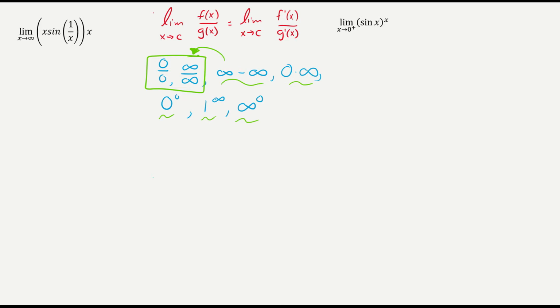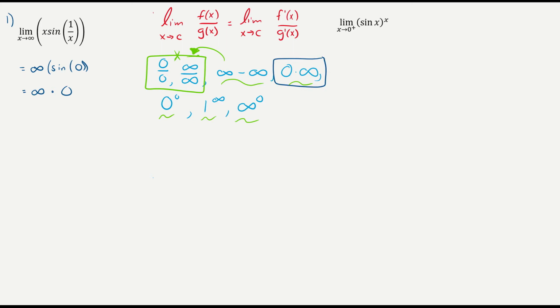So first of all, we have this limit as x approaches infinity of x times sine of 1 over x. And what happens if I do direct substitution? I have infinity times sine of 1 divided by infinity, which, 1 divided by infinity is 0. So I have infinity times sine of 0, which is infinity times 0. So that is this indeterminate form.